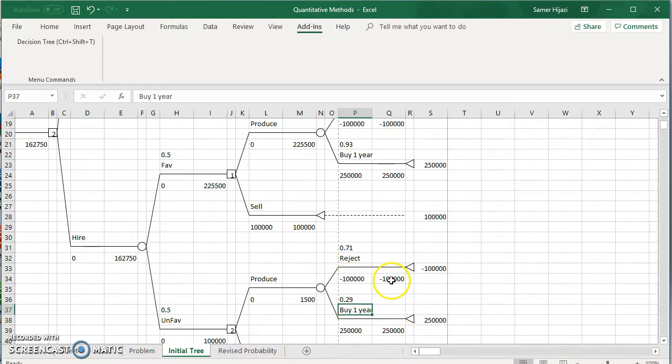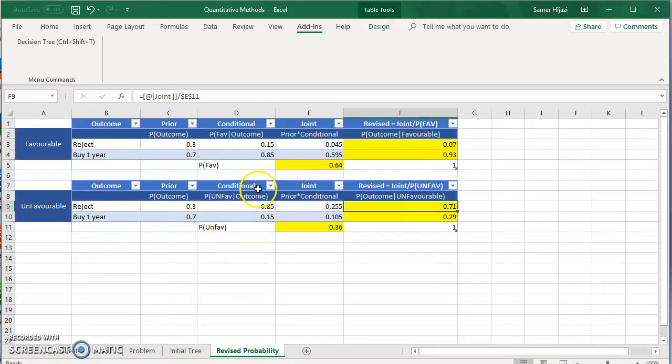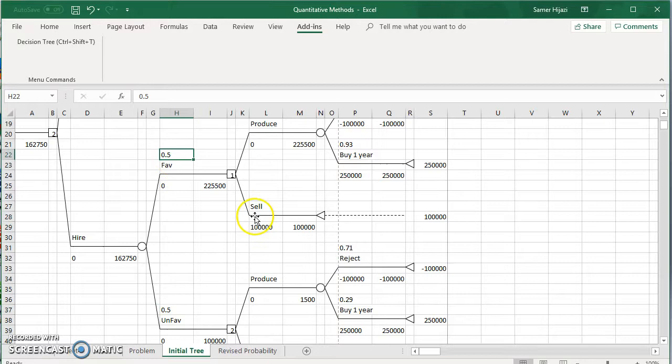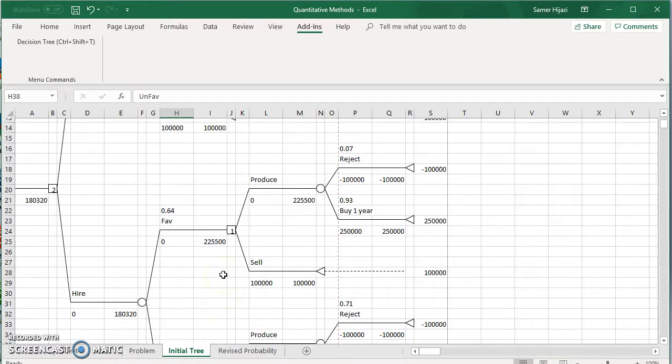Add, we got 1. The other thing that we need to change is the probability of favorable and unfavorable. By default, TreePlan, as we mentioned before, puts 0.5 and 0.5. The values we got are 0.64, 0.36. So this is going to be 0.64. You see NA because it's an error, 0.36. Now we have the answer.